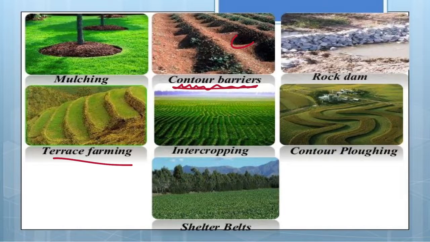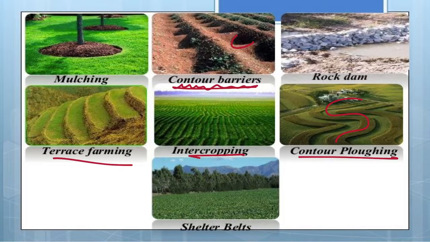Different crops are grown in alternate rows and they are sown at different times to protect the soil from rainwash. Contour plowing: plowing parallel to the contours of a hill slope to form a natural barrier for water to flow down the slope is called contour plowing.